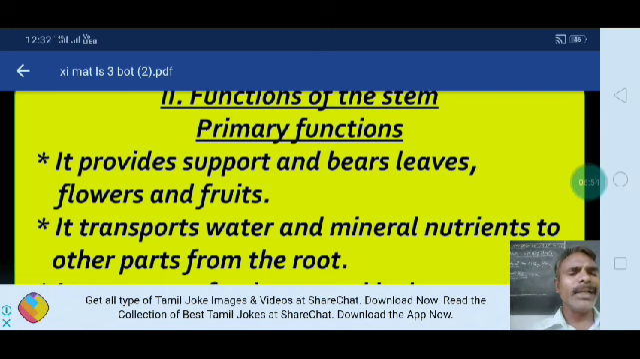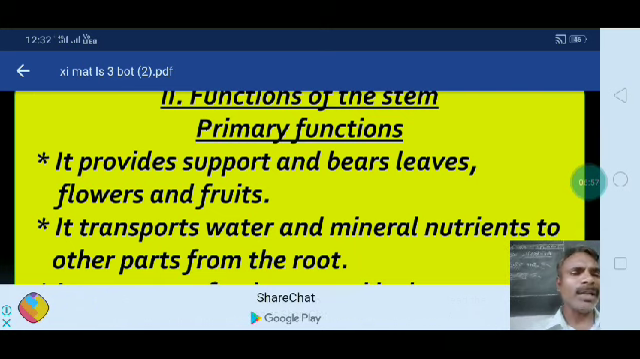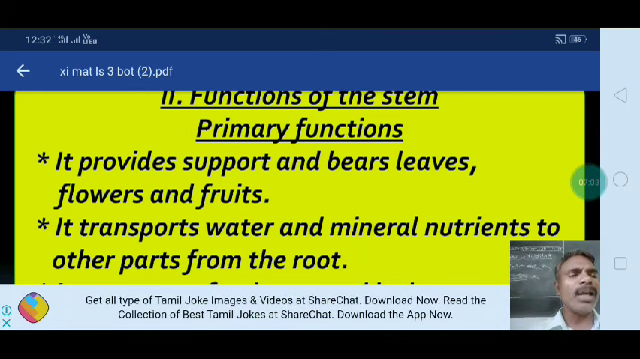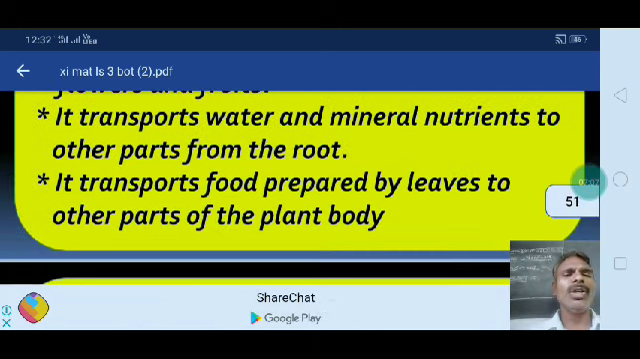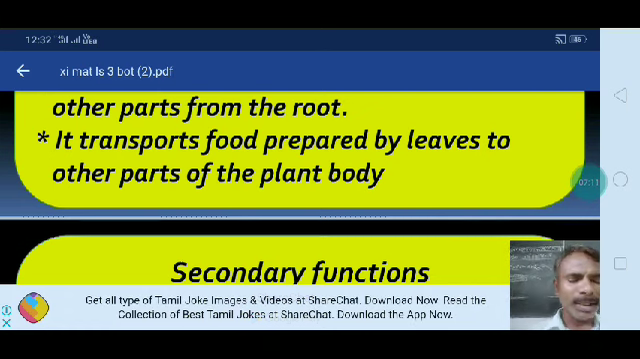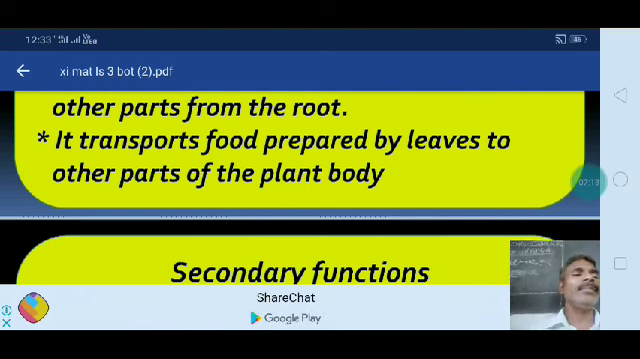The stem will collect water, and whatever nutrients or food materials are produced, it will transport to all the parts of the plant, especially the root system. It transports food prepared by leaves to other parts of the plant body. The prepared food materials are transported into the root system. Then these come under the primary functions.